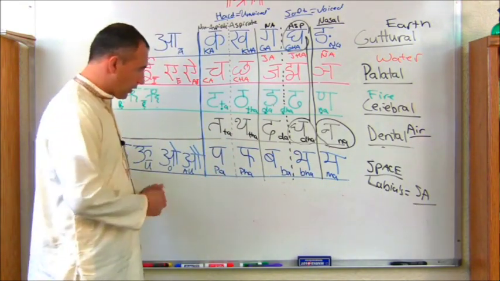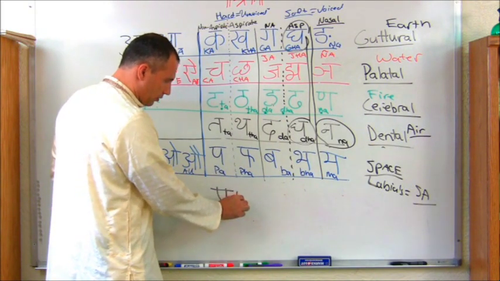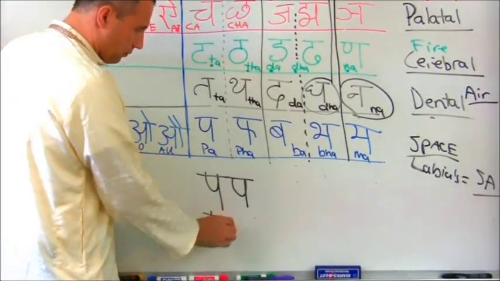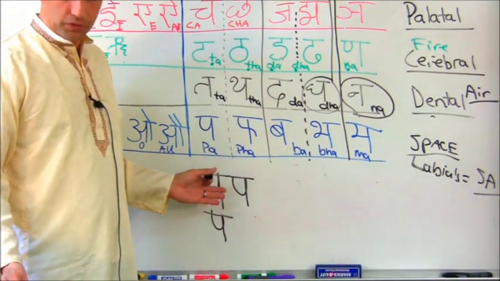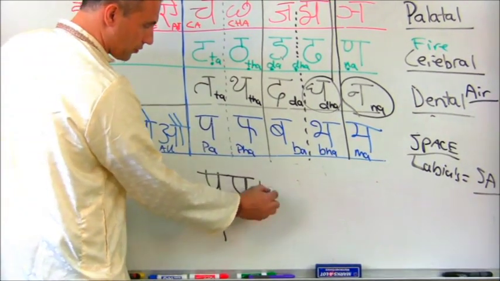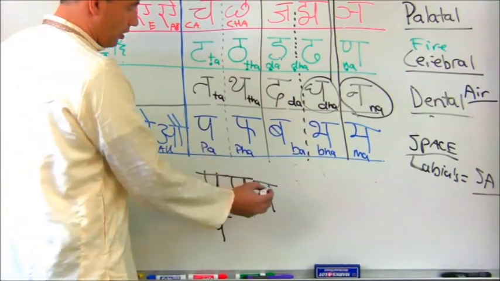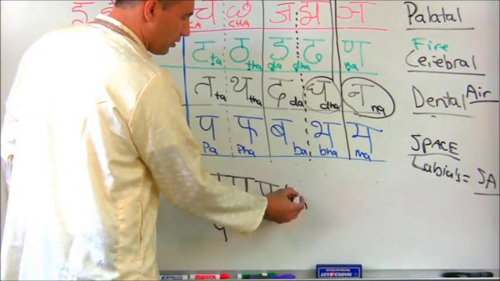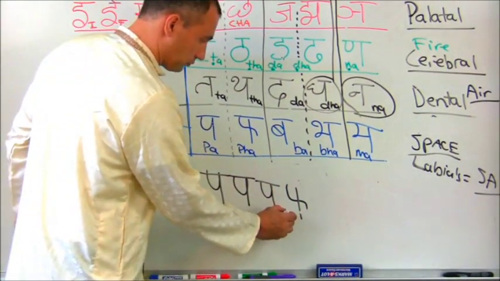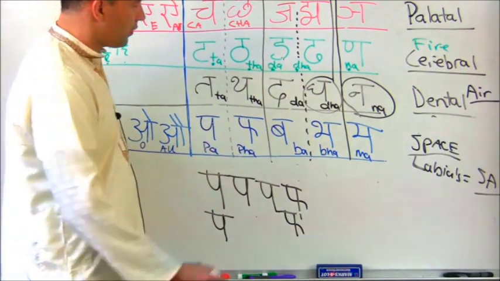So Pa, how do we write Pa? Very simple. Pa really is a backwards, excuse me, a backwards English P, right? If you flip this way, it would be a P. This one's easy to remember because it's basically a P. Then Pha is the same with a flourish. The little flourish on the end. Okay? Pa, Pha.